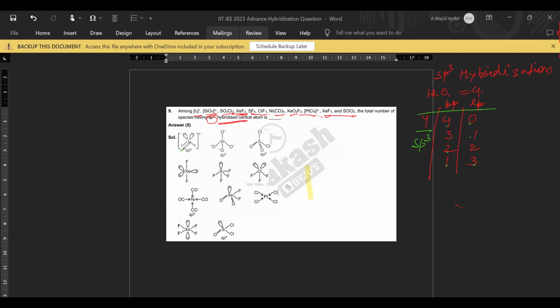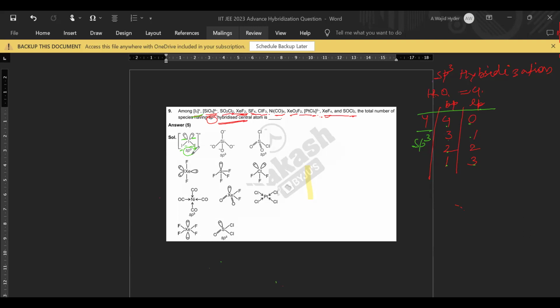Now see, you have to count lone pairs and bond pairs both. This is bond pair, this is bond pair, so two bond pairs. This is lone pair, this is lone pair. So 2 bond pairs and 2 lone pairs, 2 plus 2, 4. So this I3 plus will be showing sp3 hybridization.